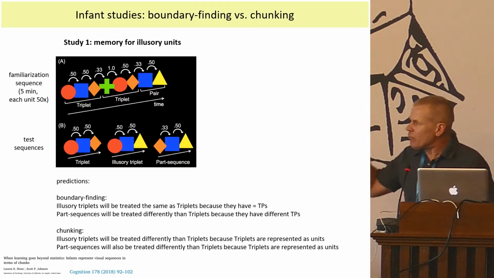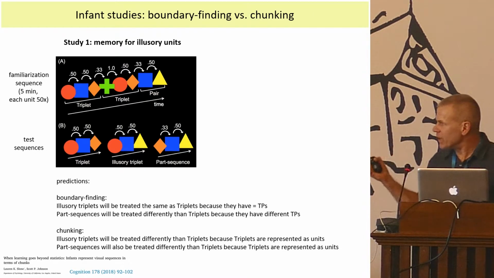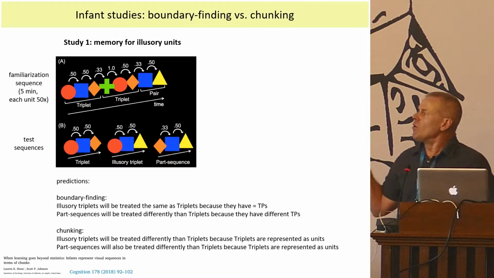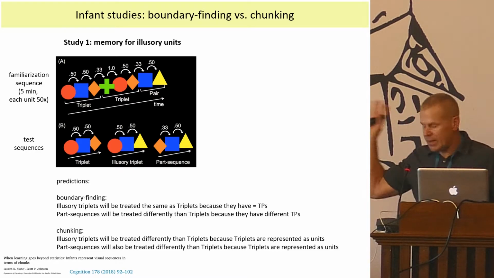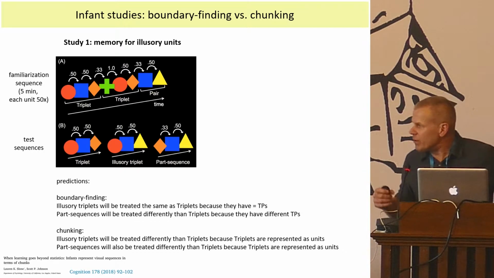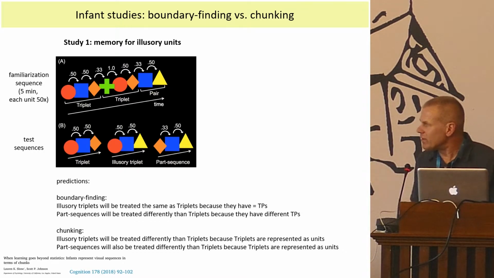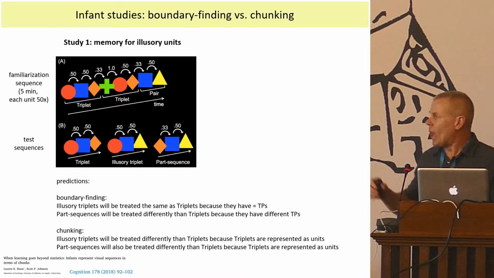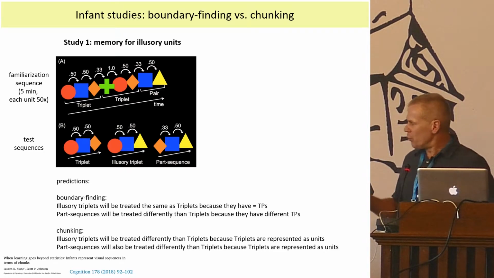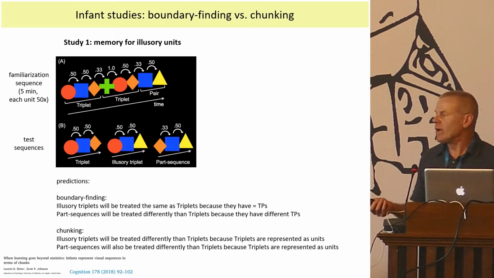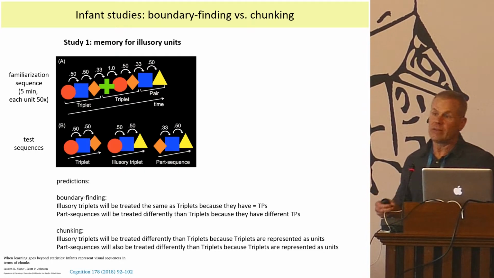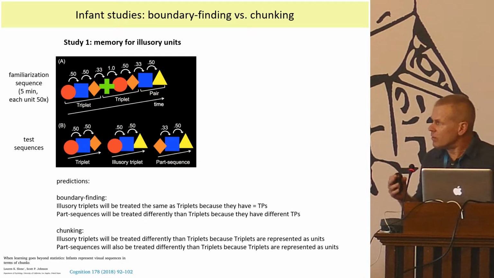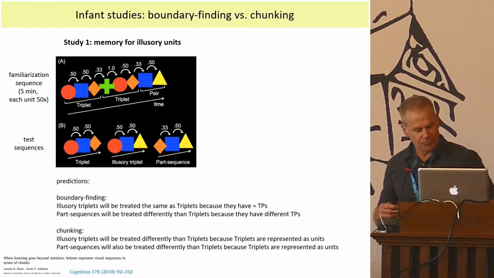So the 2 models, the boundary finding model and the chunking model, make different predictions about whether babies should recognize the illusory triplet or not, just like in the adult study. So on the boundary finding model, illusory triplets will be the same as the triplets. They'll be recognized the same because they have the same transitional probabilities, but the part sequences will be recognized as different. The chunking model, on the other hand, predicts that triplets will be recognized differently than illusory triplets because obviously the triplet is a chunk and the illusory triplet is not.